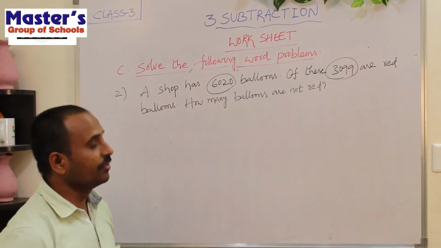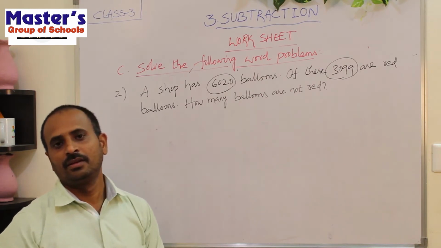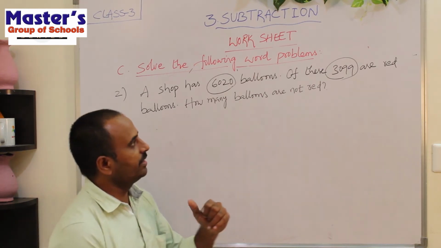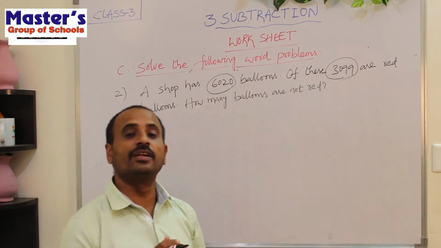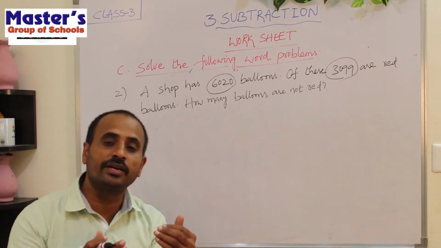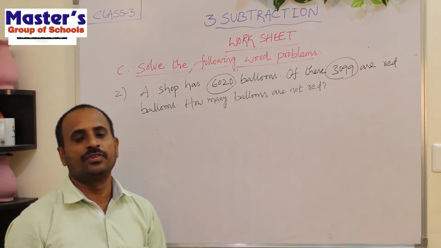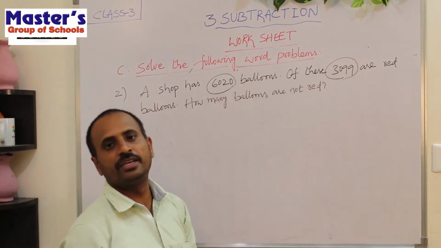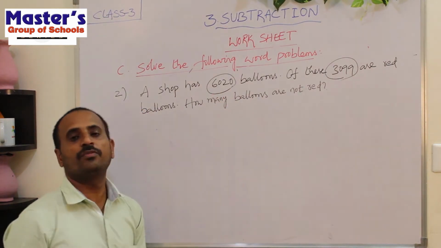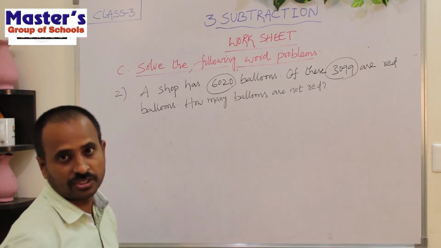Now, what do we have to find? We have to find how many balloons are not red. That means if we take away these 3099 red balloons, then we will get the remaining balloons which are not red. Take away means subtraction. So if we subtract 3099 from 6020, we will get the number of balloons which are not red. So write the steps first.